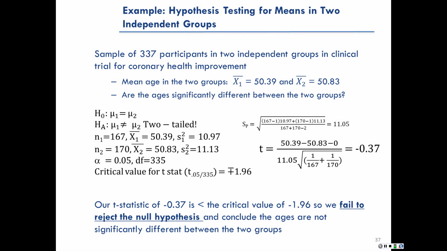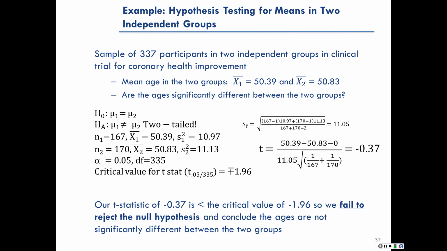So our null hypothesis, kind of the status quo, is that they're the same, right? Our alternate hypothesis is that the ages are different. And so this is a two-tailed hypothesis. The next step is to collect the data on the two groups. The sample size in group 1 is 167. We have the sample mean there of 50.39 and the standard deviation of 10.97. We have the same numbers for the second group, and our alpha value is 0.05.